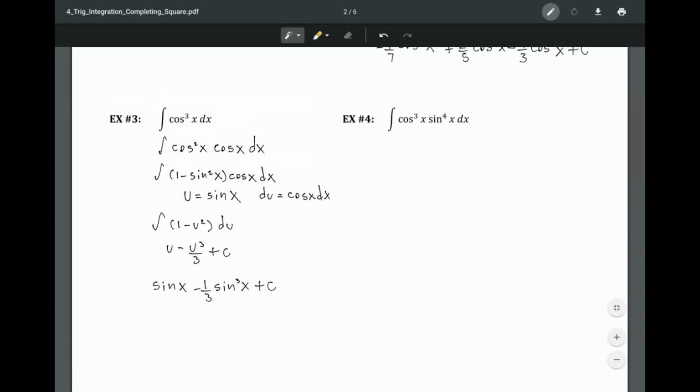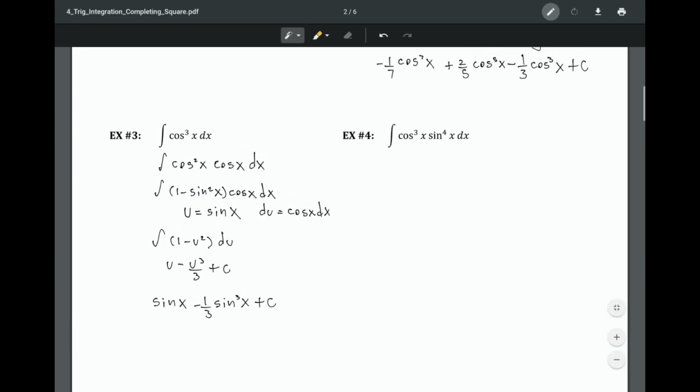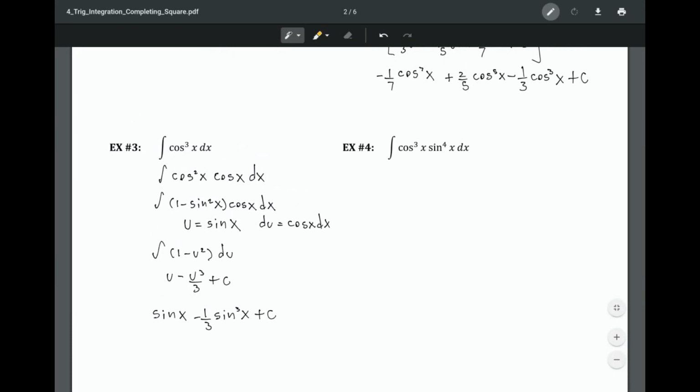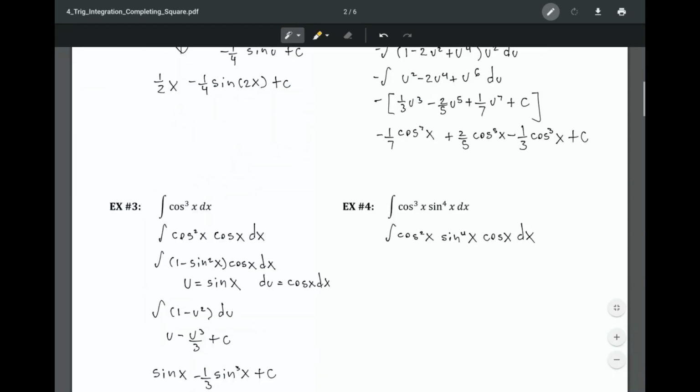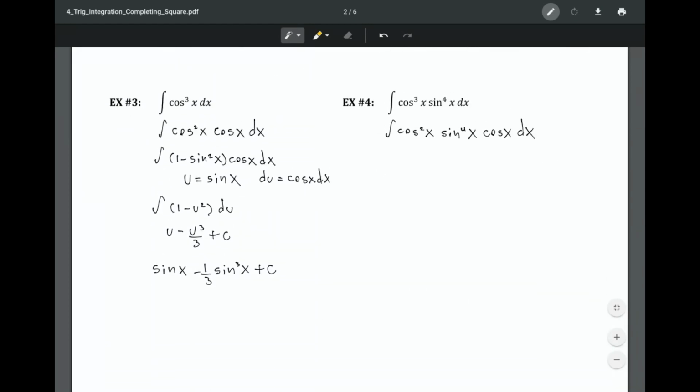Let's go to example 4. Again, use the rule of the odd man out. We're going to grab that cosine and break that apart into cosine squared of x times cosine of x. And I'm going to put the cosine of x over here. You don't have to do it like that, but that's what I'm doing. Then it looks like we did the same thing in the last example: we're going to grab that cosine squared and use a trig identity.